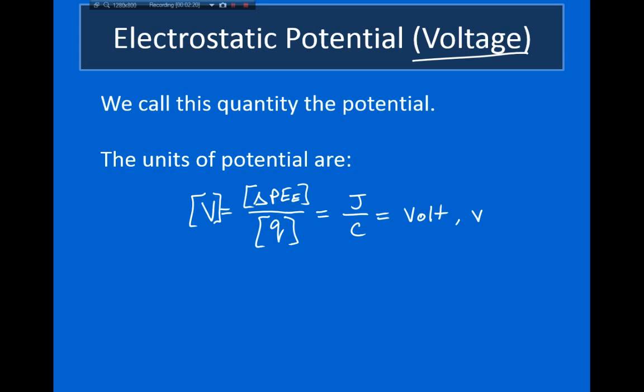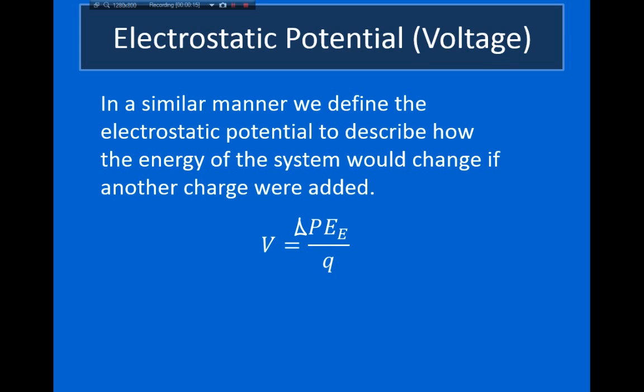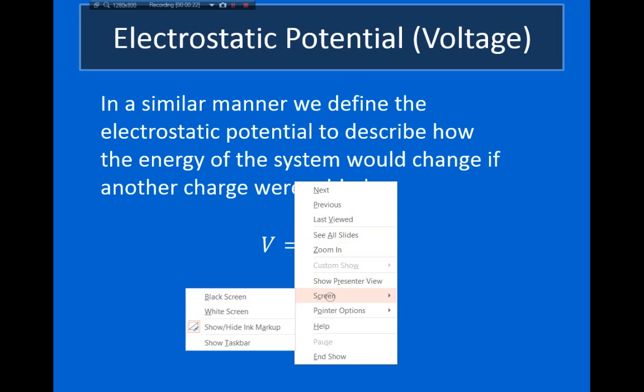So since we now have a definition for the potential, let's go ahead and look at a couple of formulas which we can use to calculate the potential of a system. Let me open up a blank screen here, and let's consider a simple example where I have a charged particle here. And I want to calculate the potential associated with this particle. Well, we said the potential is equal to the change in the potential energy that occurs when I add a particle to the system, divided by the charge of this particle that I'm going to add.